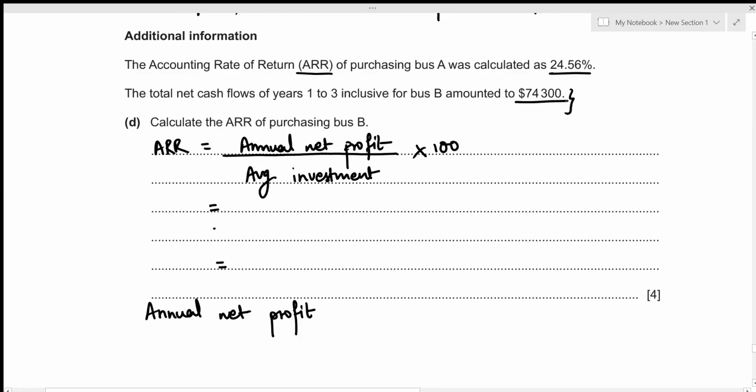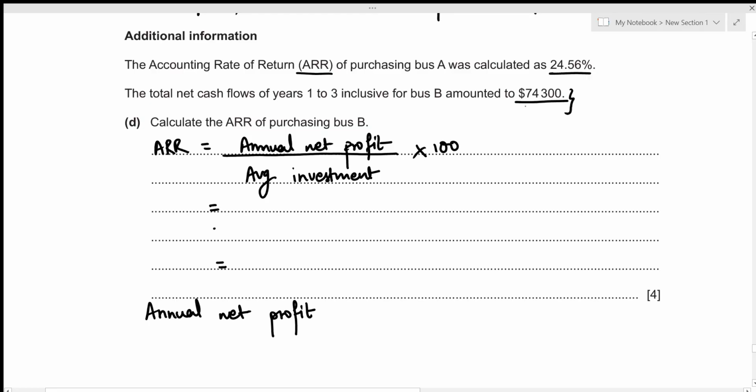But one thing is not accounted for, which is the initial investment at year 0, which is the present time. So the investment also needs to be accounted as an expense because we are initially investing that amount. So in order to figure out the annual net profit, we need to subtract our initial investment from this total amount of 74,300 and divide it among the 3 years, which is year 1, year 2, and year 3.